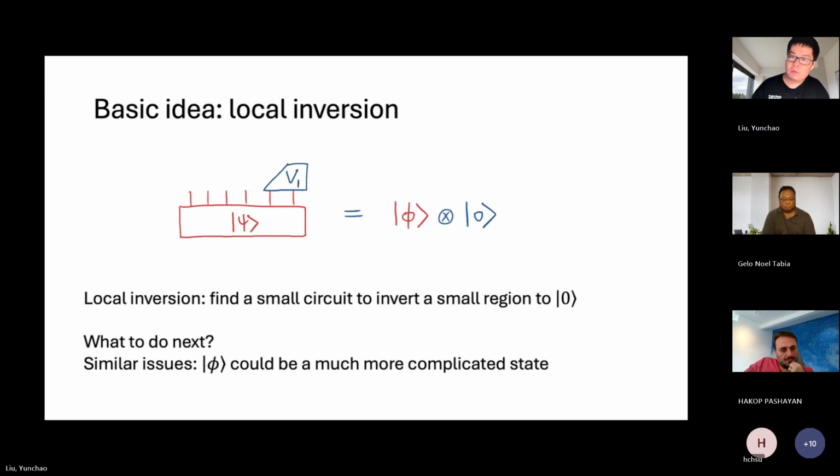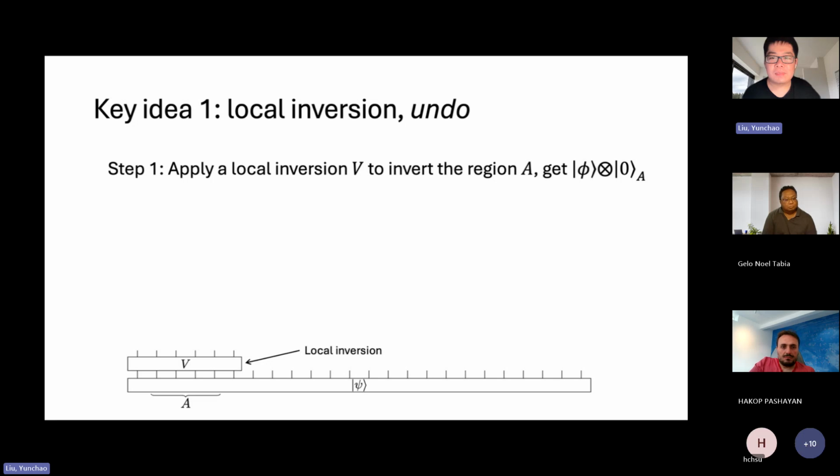Okay, so next I will tell you the idea that we have to get around this issue. And actually here, it's only a 2-step procedure, which is just local inversion and undo. There's not even a swap operation. But let's see how this works.